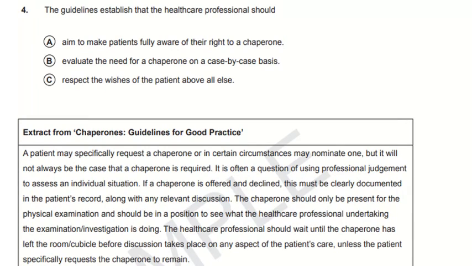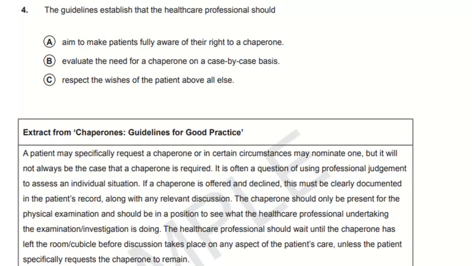Okay, the first option is not mentioned here in the text. The patient may already know the right to a chaperone or not, but there is nothing here about fully explaining to the patient about the chaperone situation. B, evaluate the need for a chaperone on a case-by-case basis. Oh yeah, this is likely. Let's exclude the third one first. It says respect the wishes of the patient above all else.